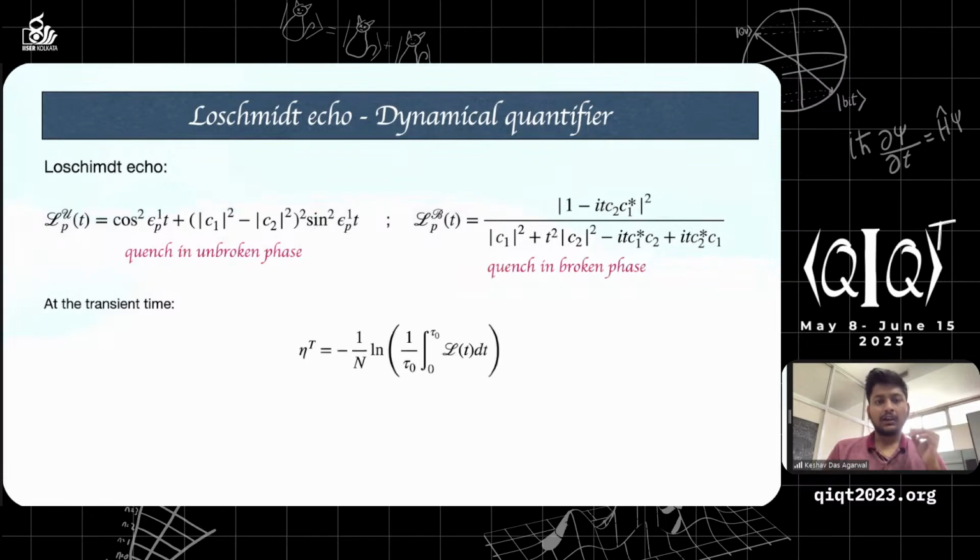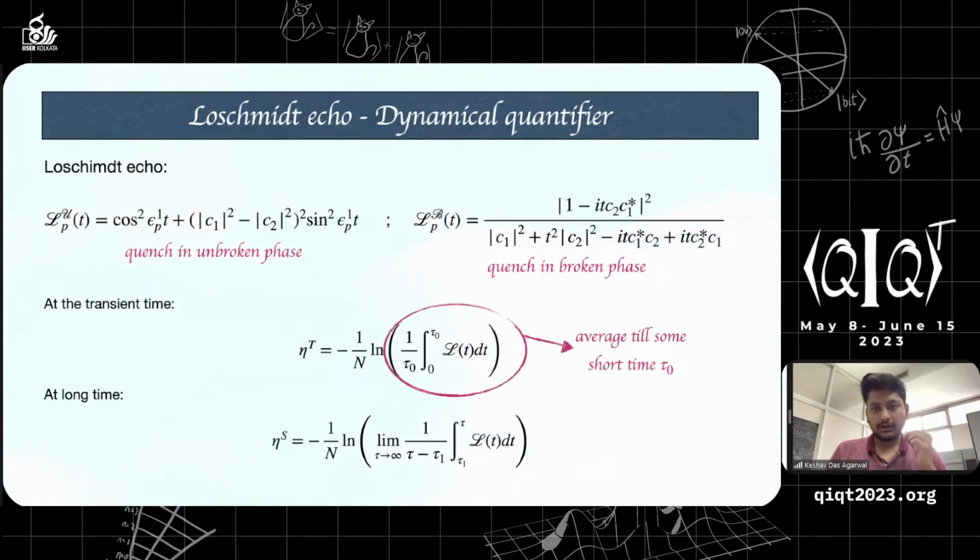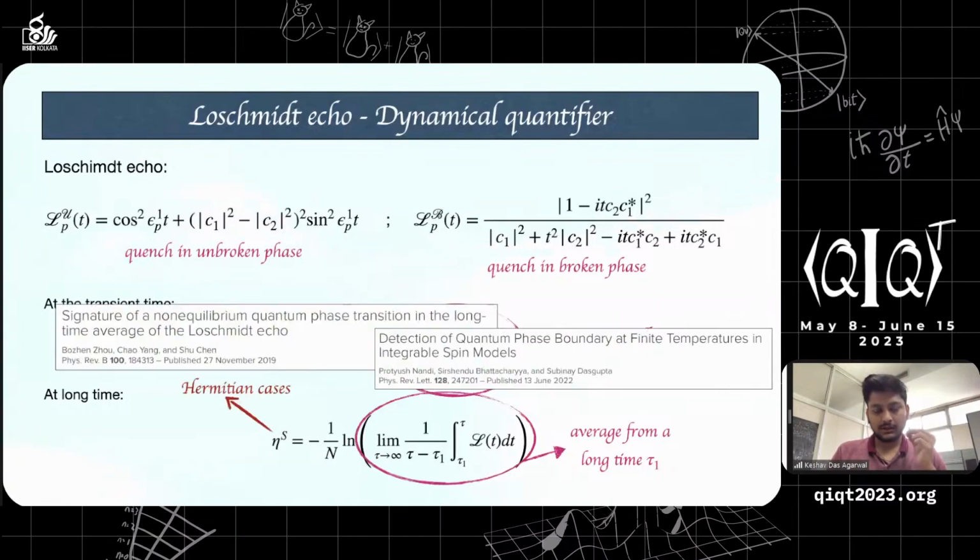So we look at two averages of the Loschmidt echo: the transient time average, which is the initial time average up to a certain tau naught, and the long time average, which is the tail, what value it is saturating to. So this is the average till some short time tau naught, and this is the average from some long time tau 1. And people have shown that this eta detects quantum phase transitions in Hermitian cases in a variety of different systems, where even the original rate function fails to detect.